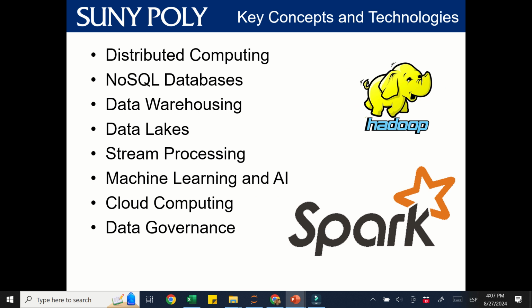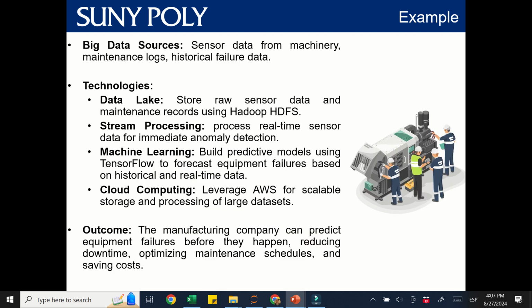So some of the key concepts and technologies that we will cover during these 15-16 weeks: distributed computing, NoSQL databases, data warehousing, data lakes, stream processing, machine learning and AI in the big data context, cloud computing, Hadoop and Spark, of course. We will go over the frameworks.